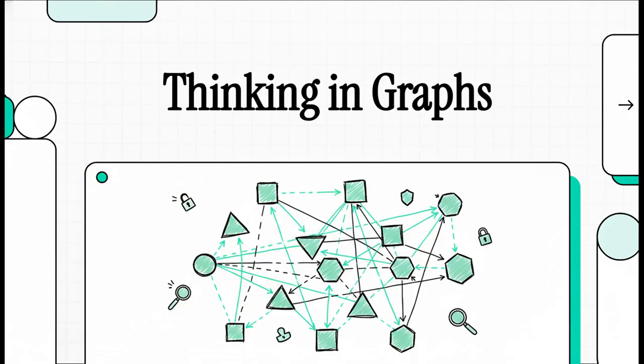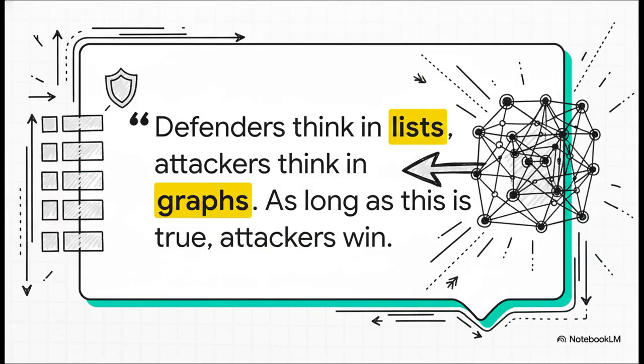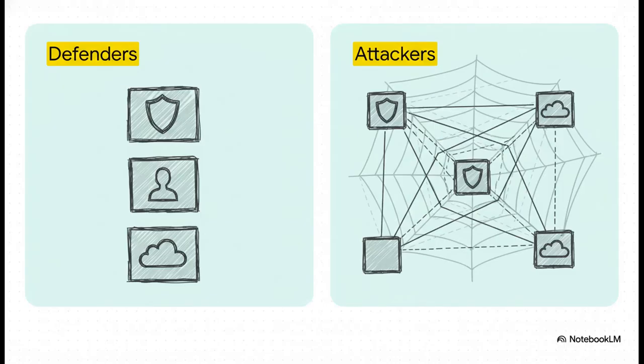Let's get into it. This quote right here, it just nails the problem, doesn't it? For way too long, there's been this massive imbalance, this asymmetry, in how defenders and attackers see the exact same battlefield. And honestly, it's a mismatch that has consistently given the attackers the upper hand. So, what does that actually look like in practice?